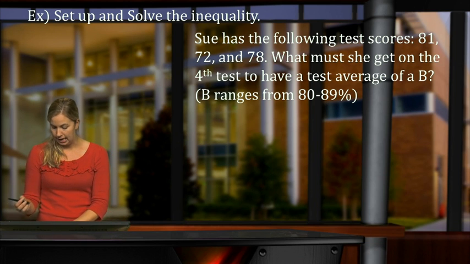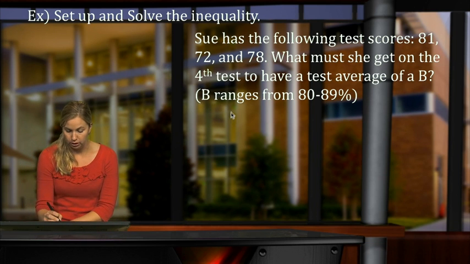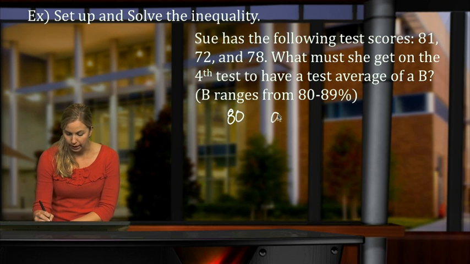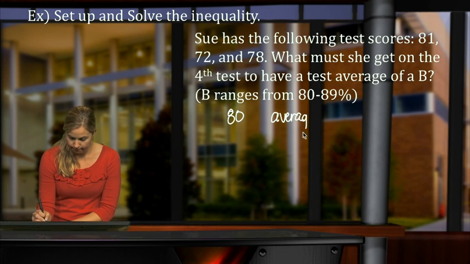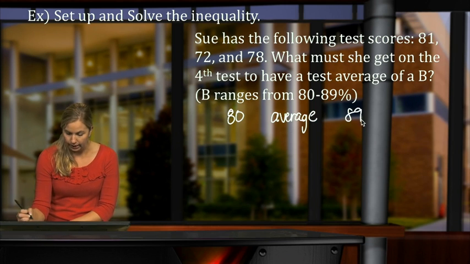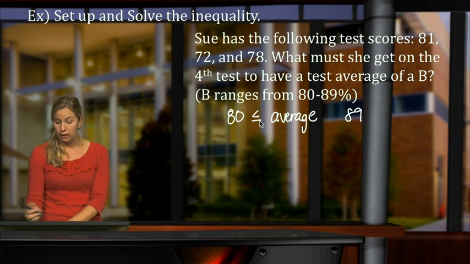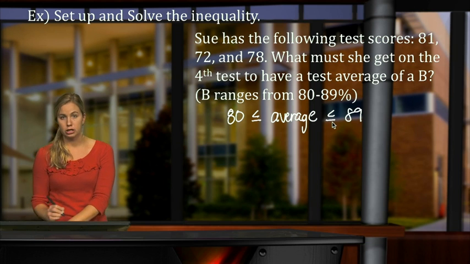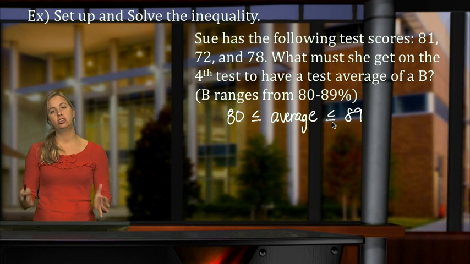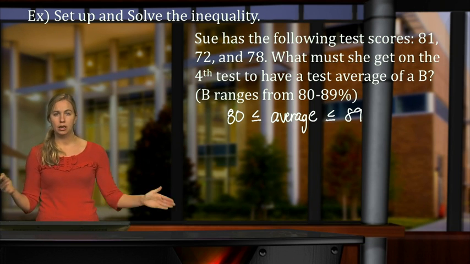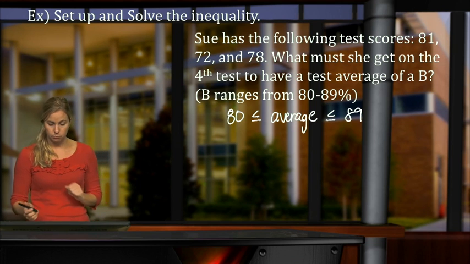So what this is saying is we want her average to be between an 80 and an 89, which means that the average must be greater than or equal to an 80 and less than or equal to an 89. We're just trying to find out what she needs to be between those two values.